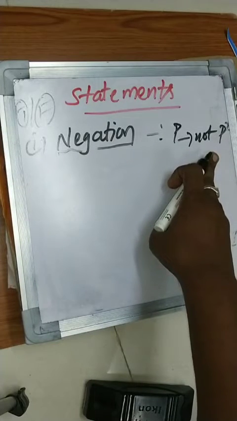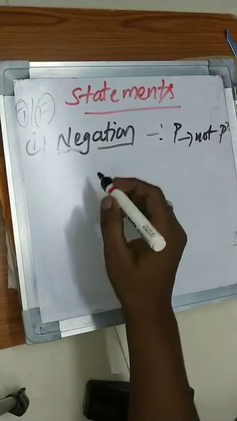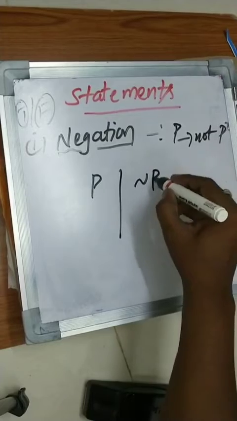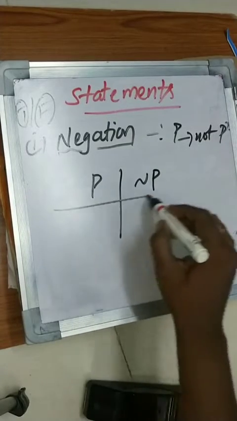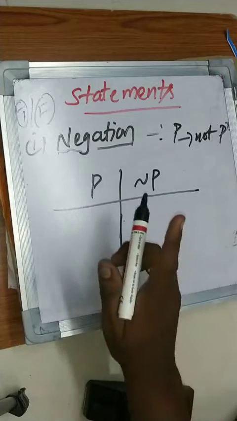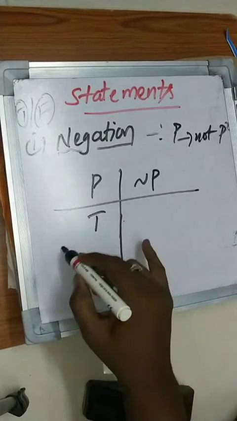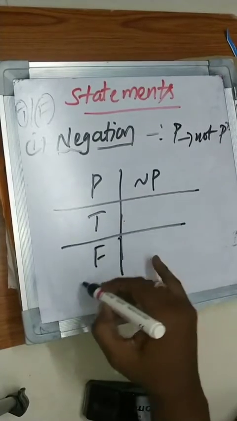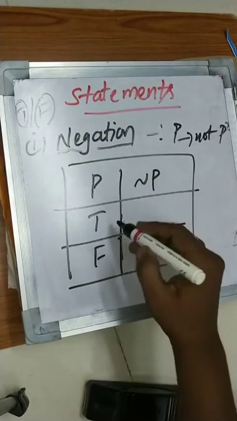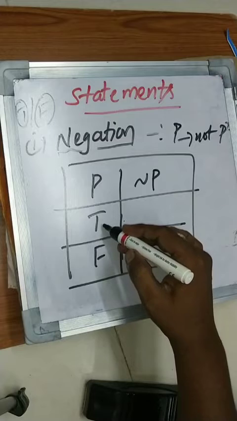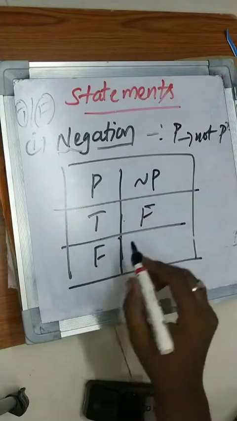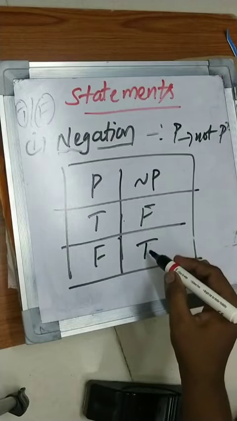Simple. So if p is a statement, then its negation will be not p. Let me have its truth table. If p is a statement, then its negation will be denoted with the negation of p. How many truth values will a single statement have? Either it will be true or false. Whenever you have a truth value of true for a statement, then its negation will be false, and if it is false, then its negation will be true.